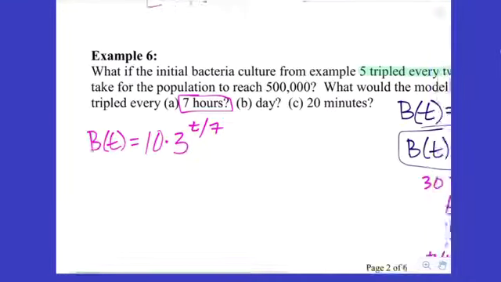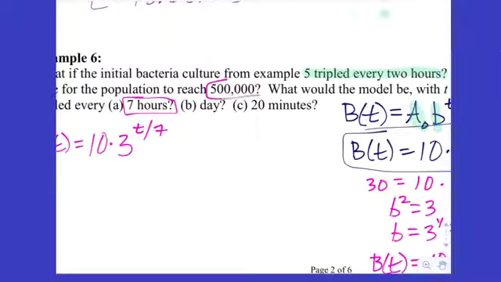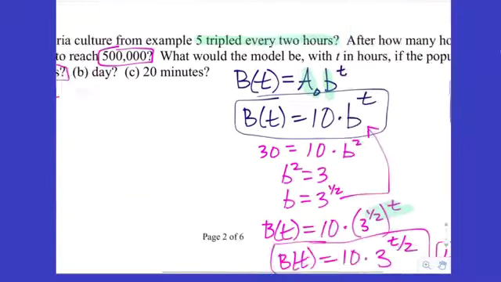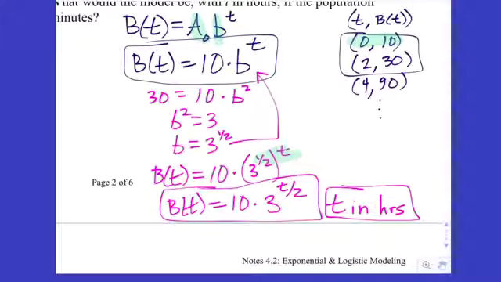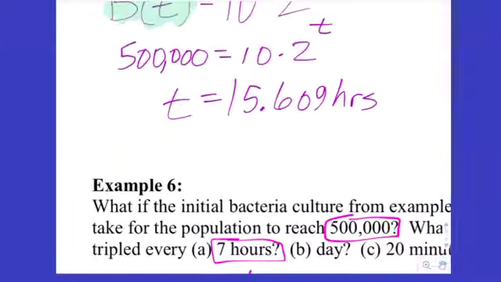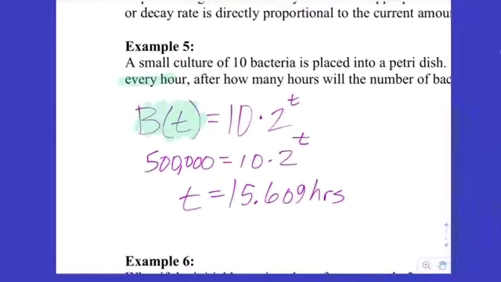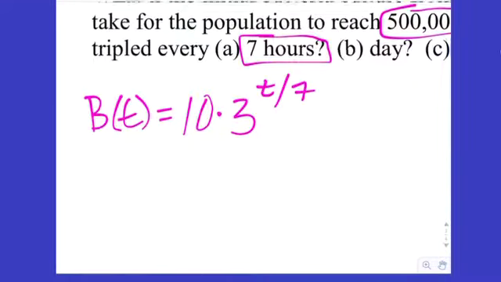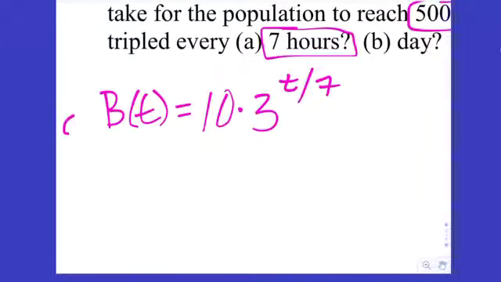Oh, by the way, it said how long is it going to take to reach 500,000? I'm going to go ahead and skip that because I think you could do it, right? You would just set this equation, 10 times 3 to the t halves in y1. You'd sketch 5,000 in y2, change your y max, and then find where they intersect, okay? It ends up being like 19 hours instead of where it was up here, 15 hours. But you would do it the same way we did it on example 5. All right, part B. This is part A.